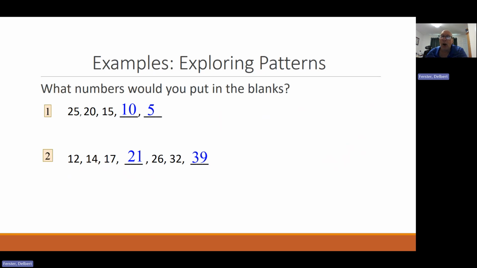So this is a good process for us to use with kids. Just make sure you clearly show enough of a trend so there's no chance for confusion in terms of what numbers would be placed in the blanks.